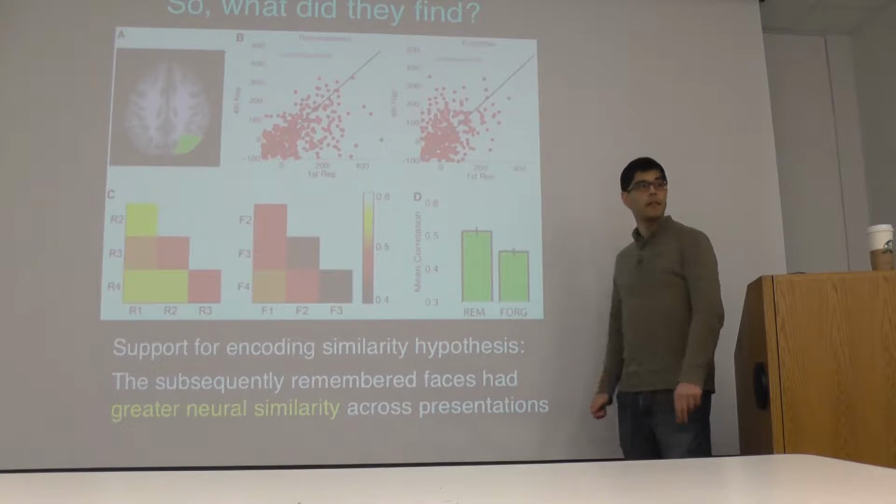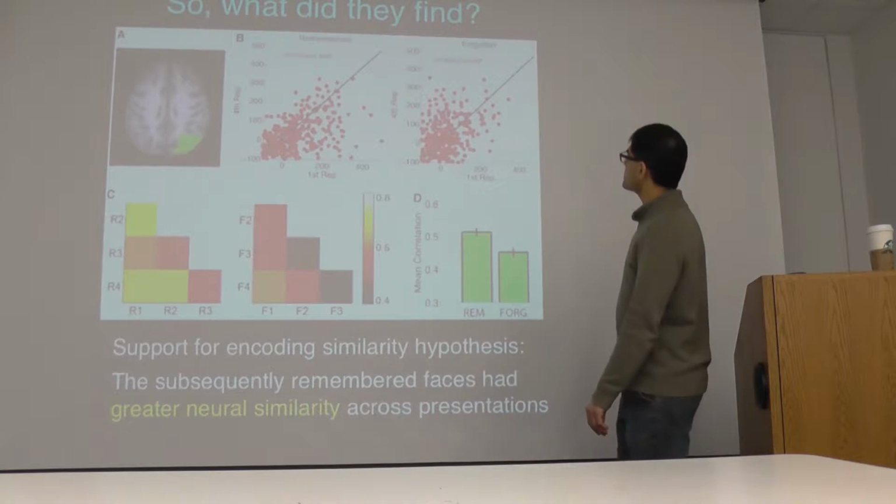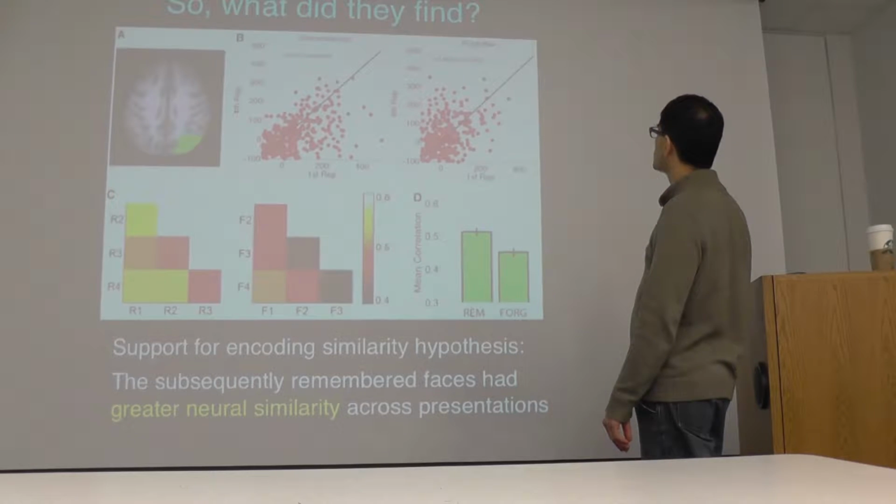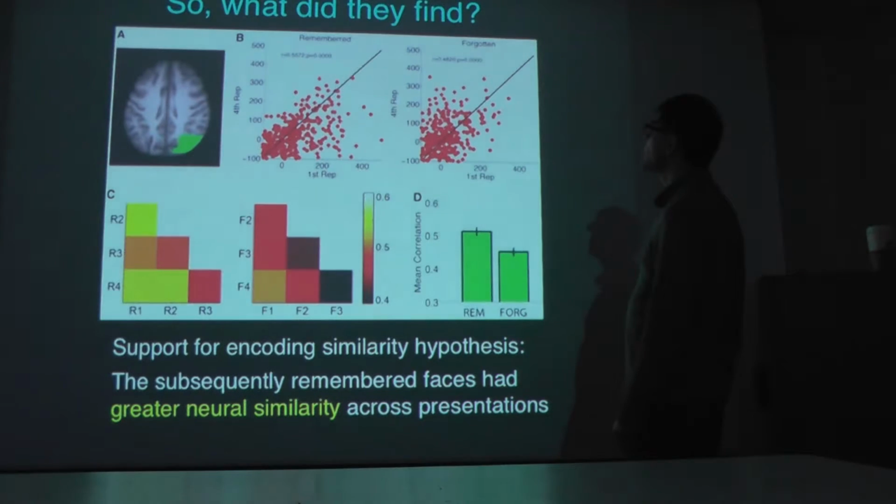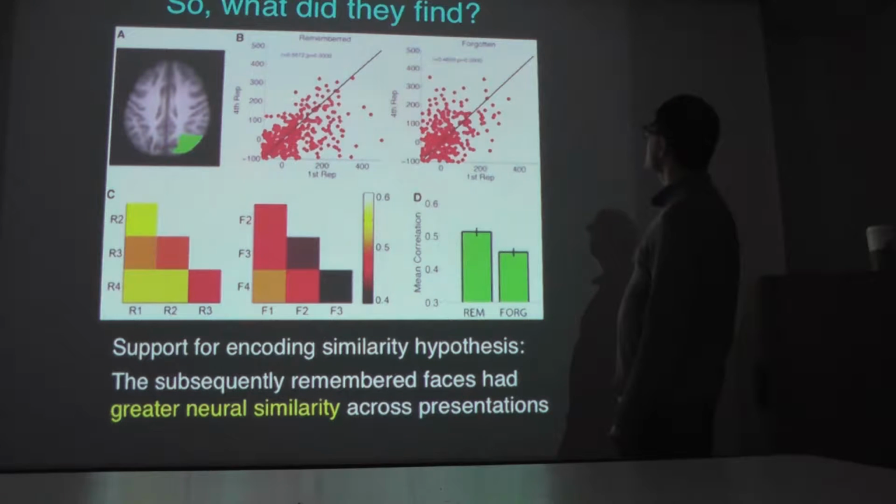I'm sorry, a question. What are the axes again? Like, what's 200, for example? The activity during each. Oh, right, I see. What's the unit, though? Yeah, no, that's actually a very good question.